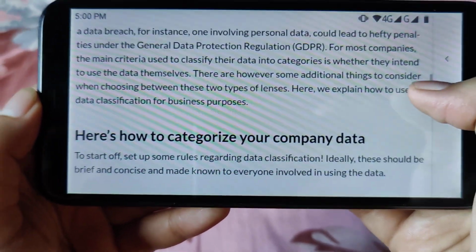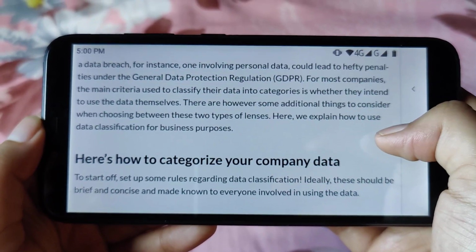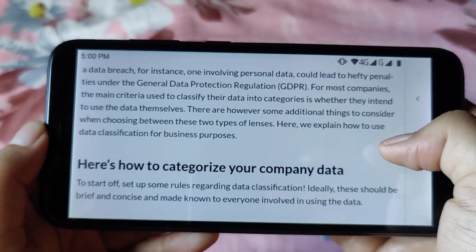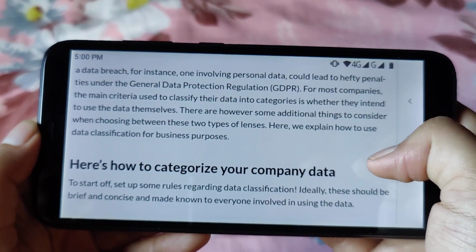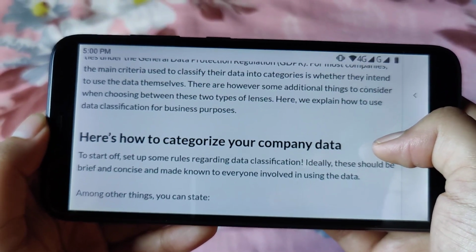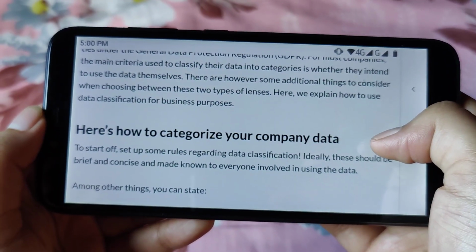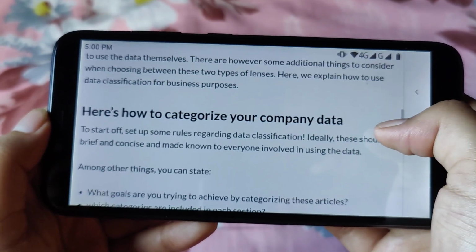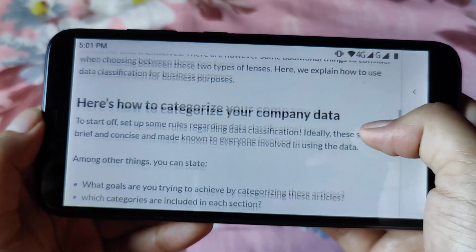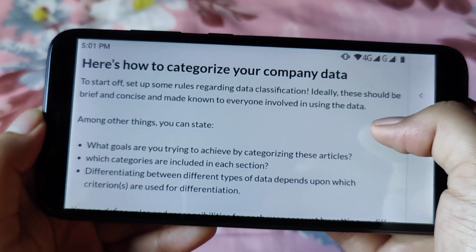For most companies, the main criterion used to classify the data into categories is whether they intend to use the data themselves. There are, however, some additional things to consider when choosing between these two types of lanes. Here we explain how to use data classification for business purposes. Here is how to categorize your company data.